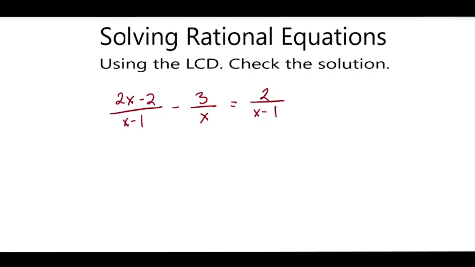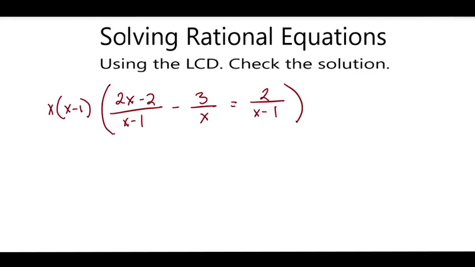Hey guys, today we're solving rational equations using the least common denominator, and then we're going to check the solution. So you'll see here I have a rational equation, and I need to find my least common denominator. The way I'm going to do that is I'm going to take my two different denominators here. I have an x minus 1 and an x. So I'm going to multiply everything by x times x minus 1.